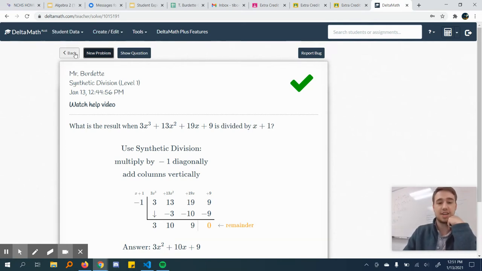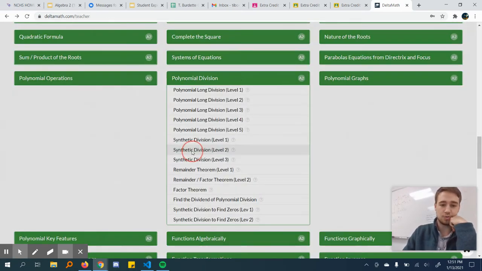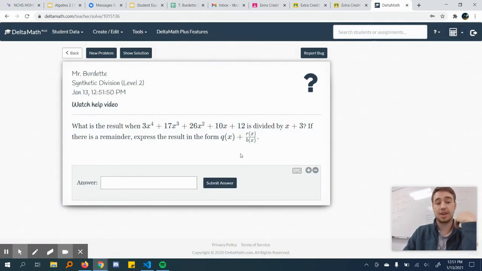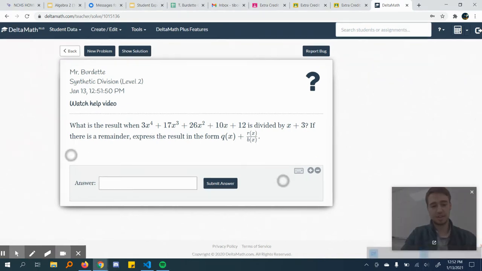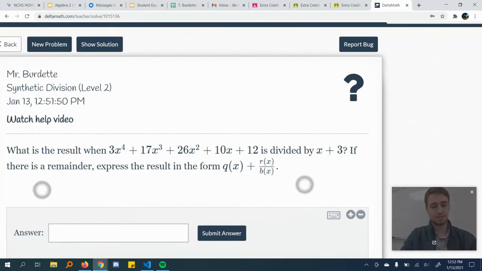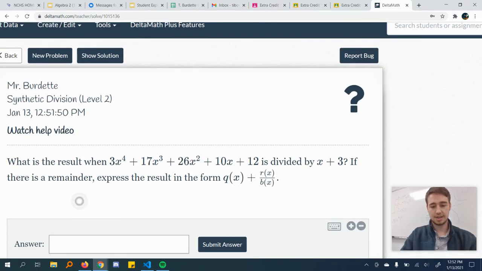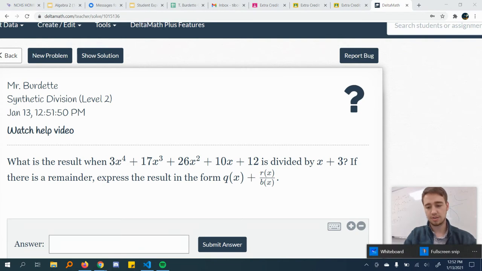And let's check out level 2. So we have, what is the result? We divide this by x plus 3. So this changes a little bit. Now we're actually getting just one number here. So we're going to go ahead and do another screen sketch after I zoom in a little bit. And we will see what we can do and if we get it right.